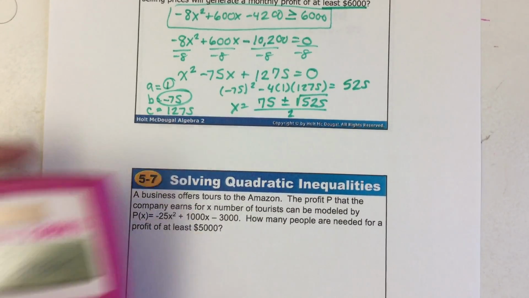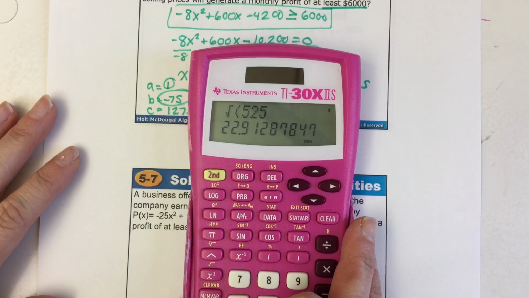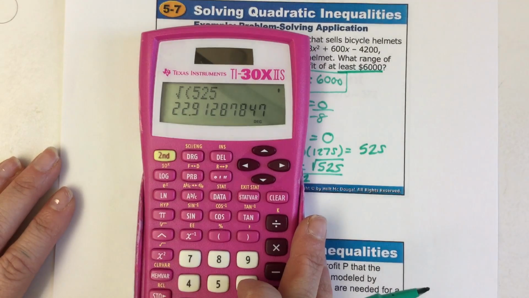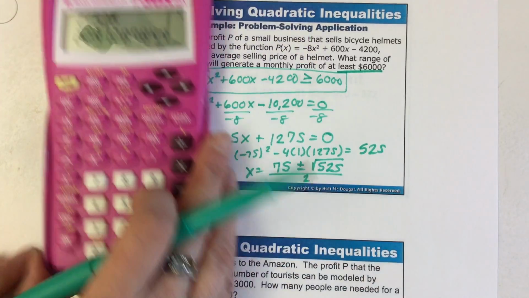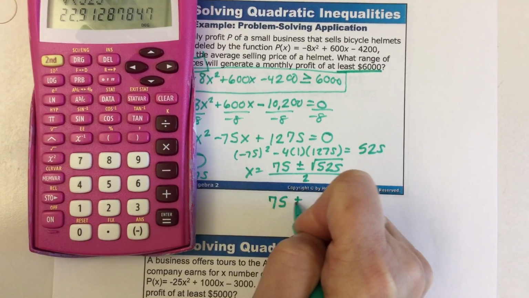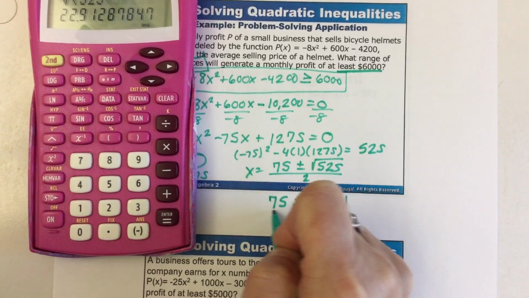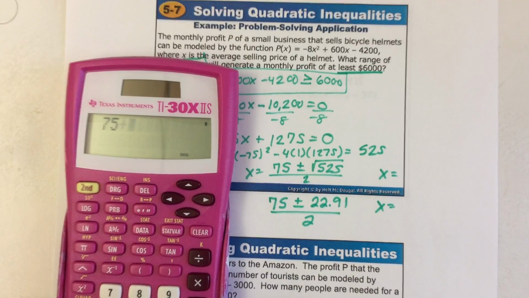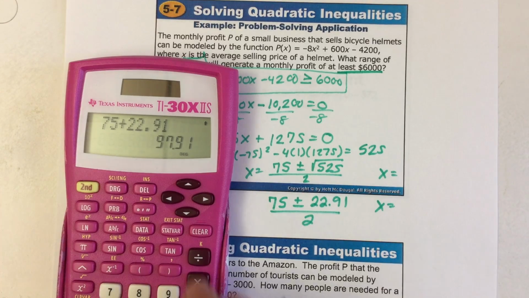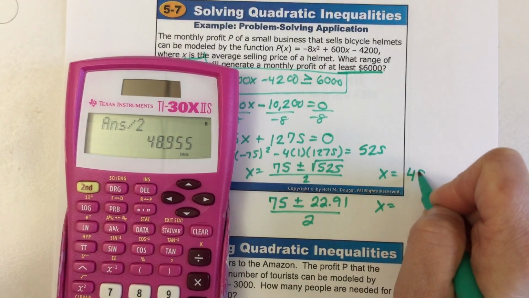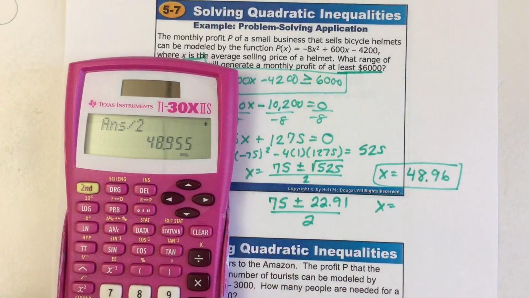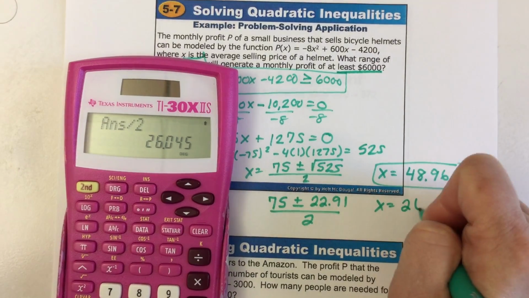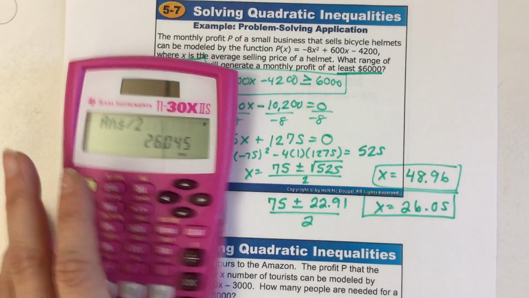Well, if I take the square root of 525, notice it's not perfect. We're talking about prices. So when I calculate the square root of 525, I'm going to round it like money. So $22.91. So I have 75 plus or minus $22.91 over 2. Here are my critical values, and in this case, it's a price. So 75 plus $22.91, divided by 2. Money, so this is 48.96. Now I go ahead, 75 minus 22.91, divided by 2, is 26.05. So those are the two critical prices.